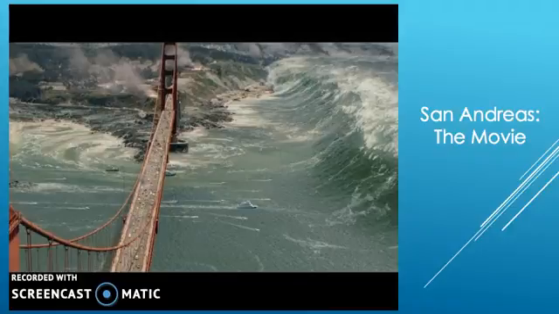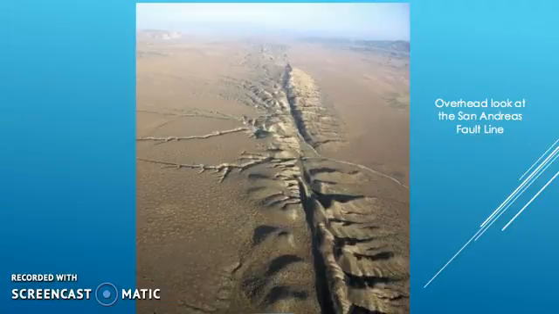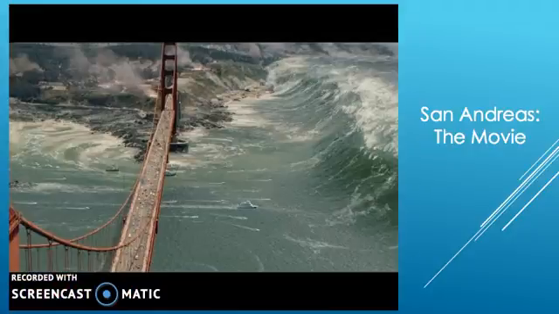The second one would be that there is a major chasm that's shown in the movie, and though there's a little bit of opening in the previous picture here, it wouldn't actually create the size of the chasm that is in the movie because the transform boundary rubs against each other, so it wouldn't actually pull apart that far to allow that big of a chasm in the ground.